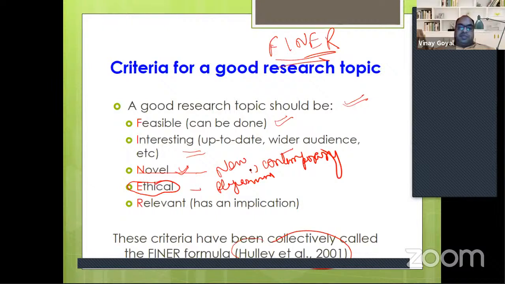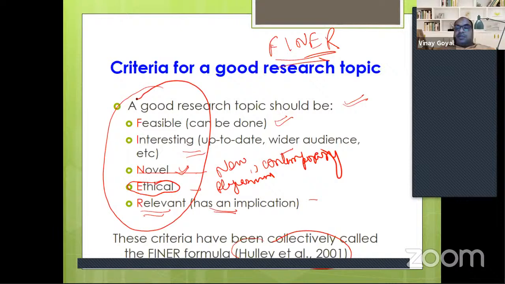And it should be relevant. It should have an implication. So this is what is a good research topic that you have to select. When you are selecting a study which you want to do or a paper you want to write, this FINER you have to keep in mind.